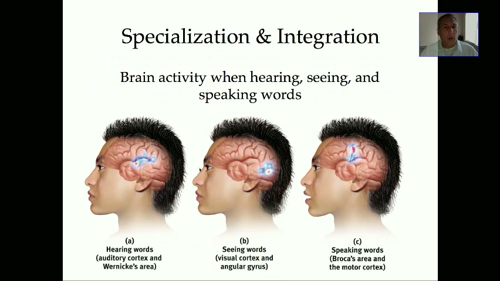All right, so here are 3 examples: hearing words, seeing words, Visual Cortex and Angular Gyrus, and speaking words, Broca's area and the motor cortex. In the course of reading and responding or having a conversation, we might have A and C, or B and C, or typically, especially in a classroom situation, we might have all of these going on.